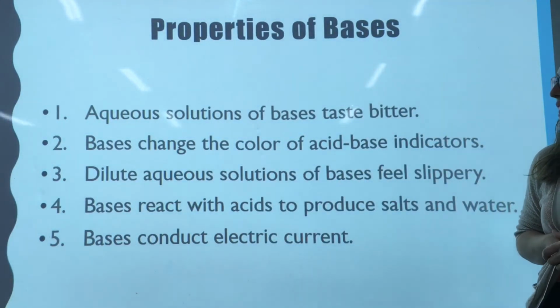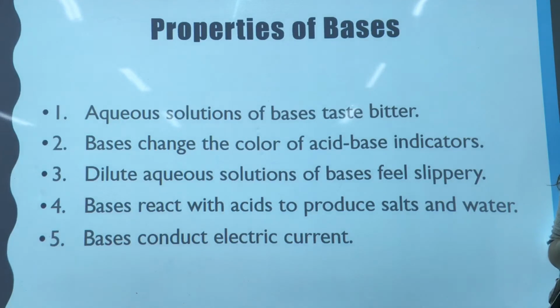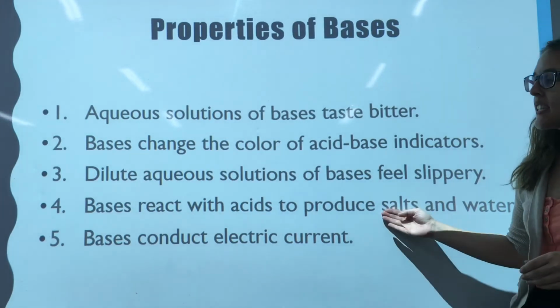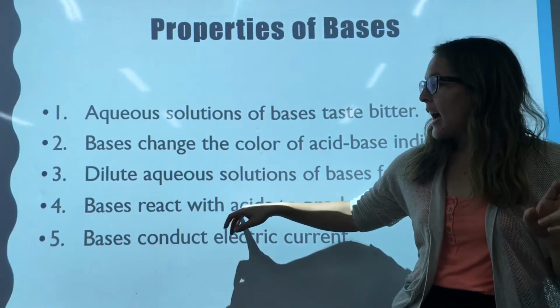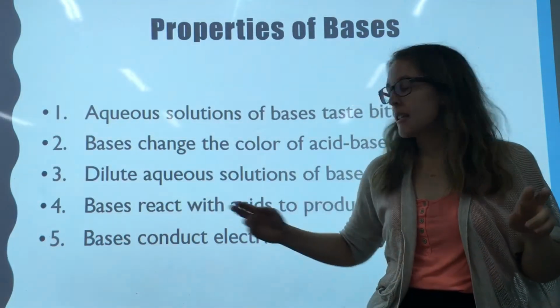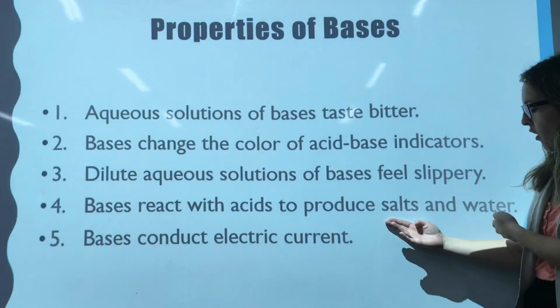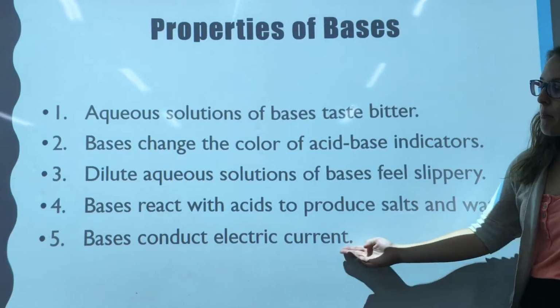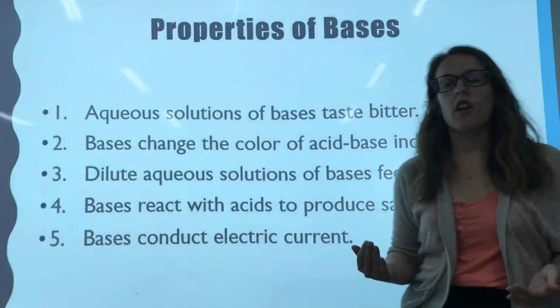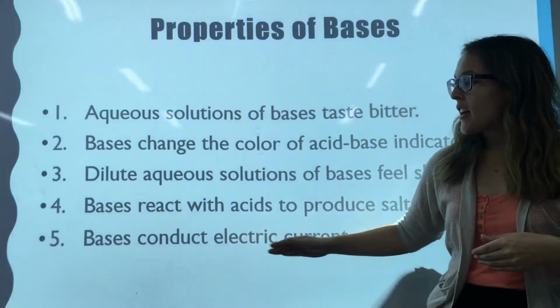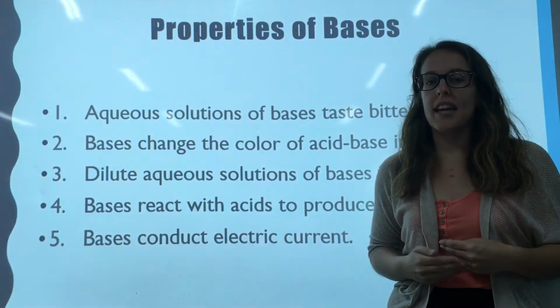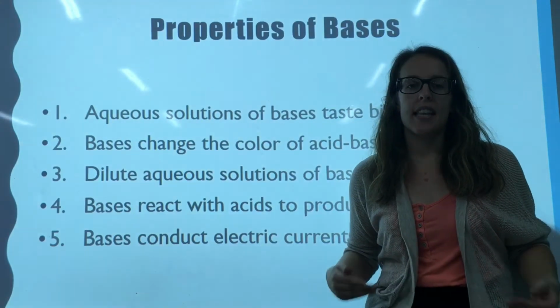Bases react with acids to produce salts and water. So it's the same thing. They neutralize the acid, or the acid neutralizes the base, therefore producing a salt and water. Bases conduct electric current. Once again, the same thing with acids. They can be strong or weak electrolytes when they dissociate into their ions.